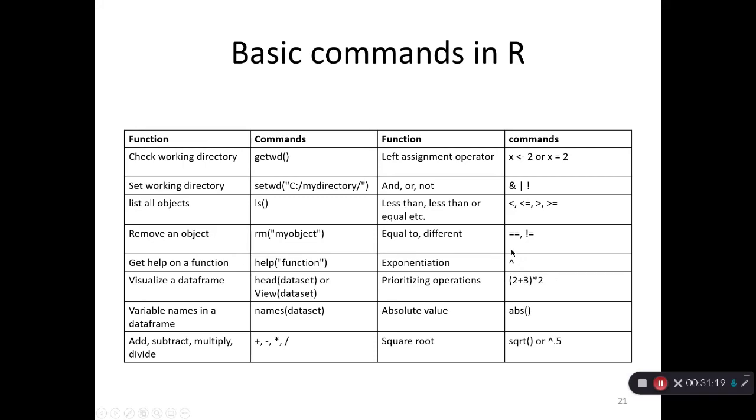The exponentiation symbol is this one. Abs is for absolute value. The square root is the sqrt function, or also you can elevate to the power of 1/2, which is the same as taking the square root.